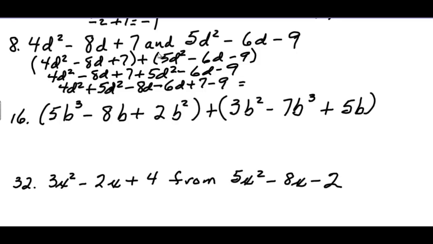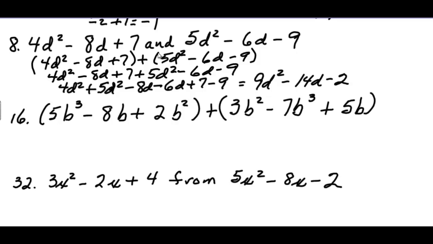When we combine those, 4d squared and positive 5d squared gives me 9d squared. A negative 8d, another negative 6d. When you combine those like terms, they're all negative, so that becomes negative 14d. And then a positive 7 and a negative 9, the difference of that is 2, and it's negative because the negative 9 is greater than positive 7. All right, looking at 16, we have the same sort of structure.